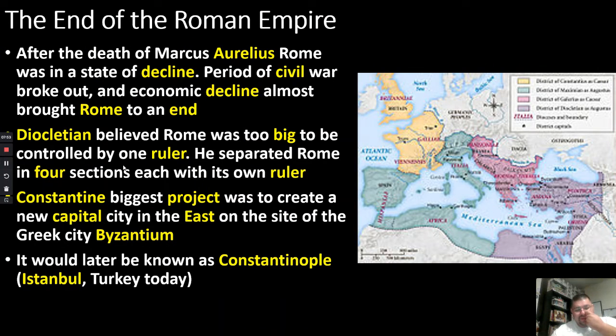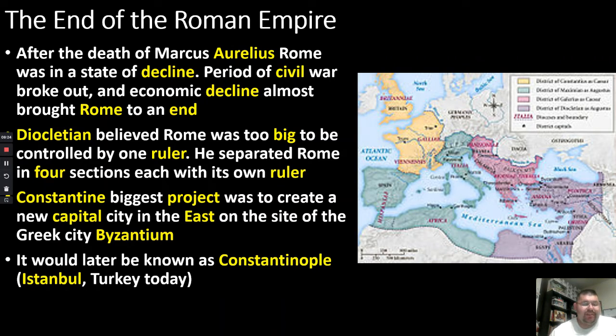Now, after the death of Marcus Aurelius, basically Rome started to go down to a real decline. So there was a civil war that happened in Rome. A civil war is when people in a country fight amongst themselves. The economy started to decline really, and this is like the beginning of the end of really Rome. Right? It would take some time, but eventually it got to the breaking point.